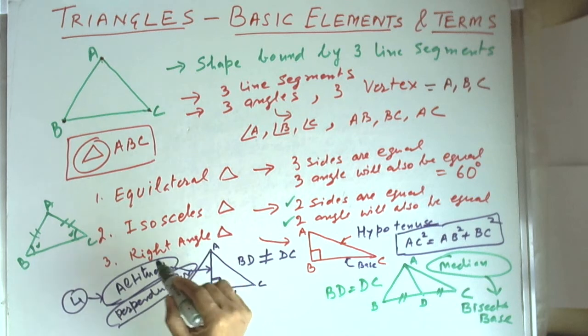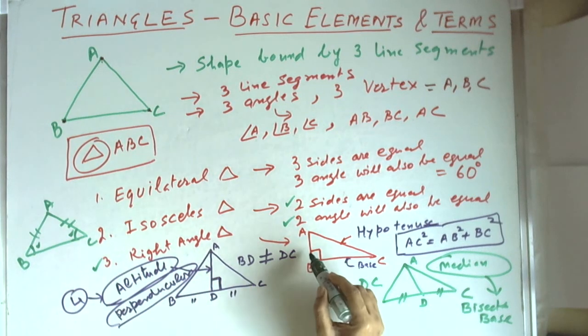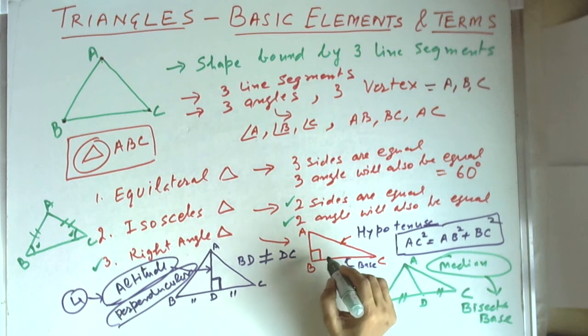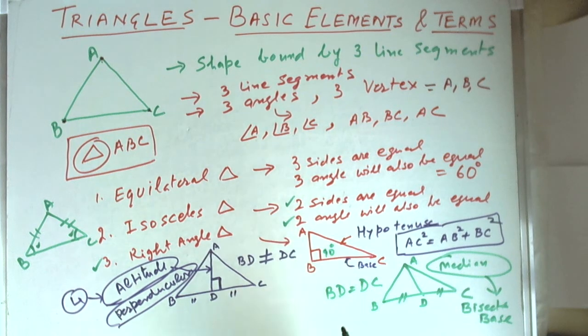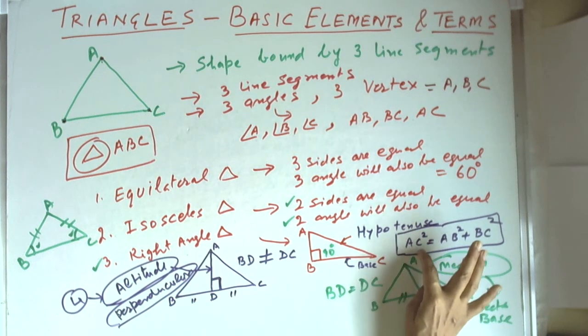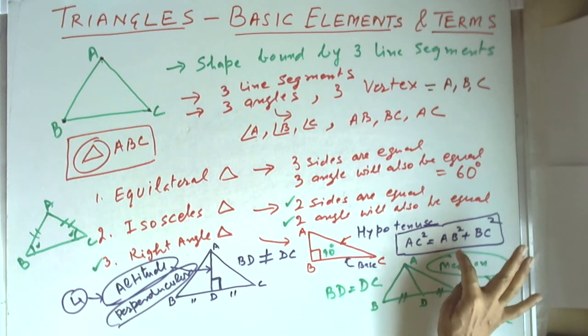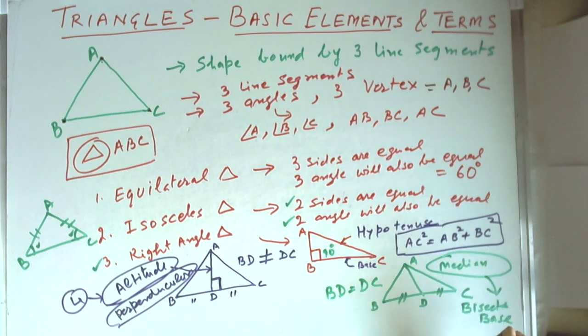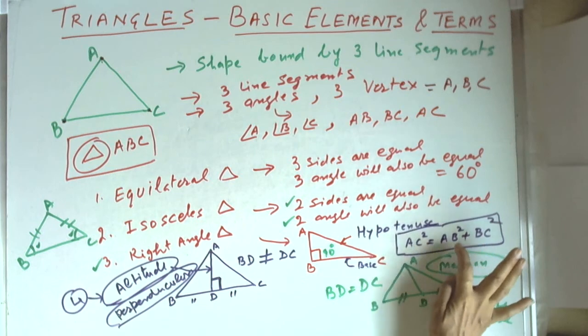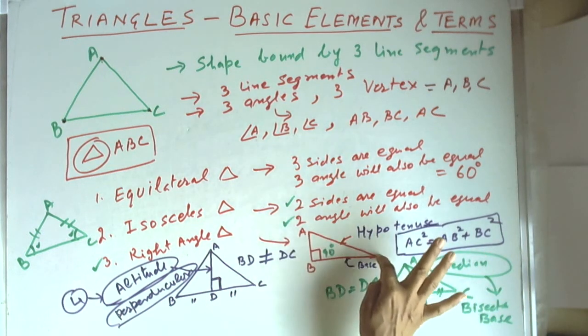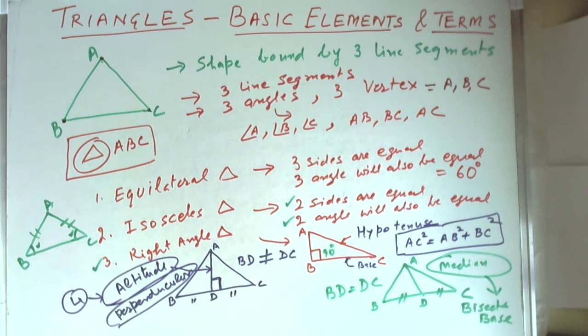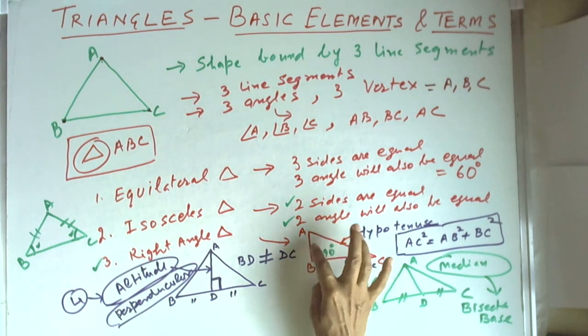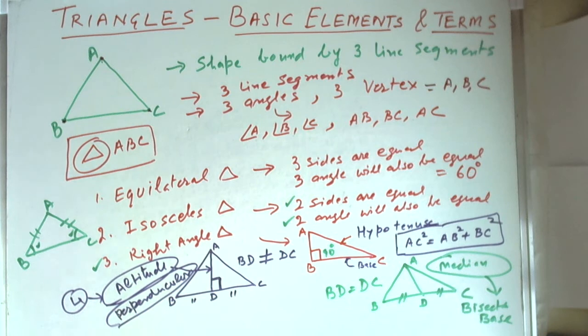Then we learned what a right angle triangle is. In a right angle triangle, one angle is a right angle, that means 90 degrees, and the side opposite the right angle is called the hypotenuse. And also we know from the Pythagoras theorem that the square of the hypotenuse is equal to the square of the base and the perpendicular height. So AC square is equal to AB square plus BC square. So in a right angle triangle, if two sides are given, then we can always find the third side.